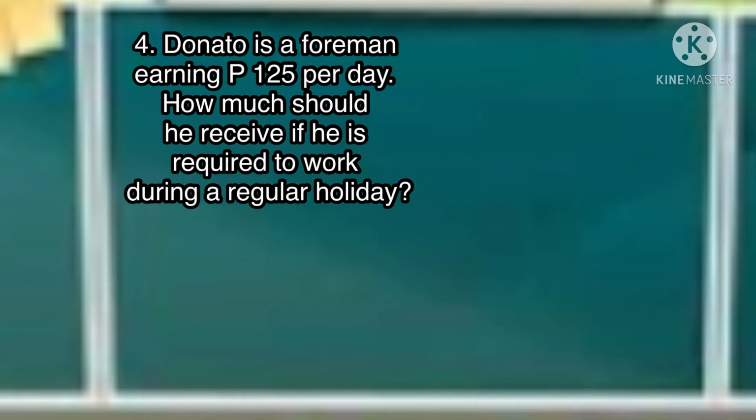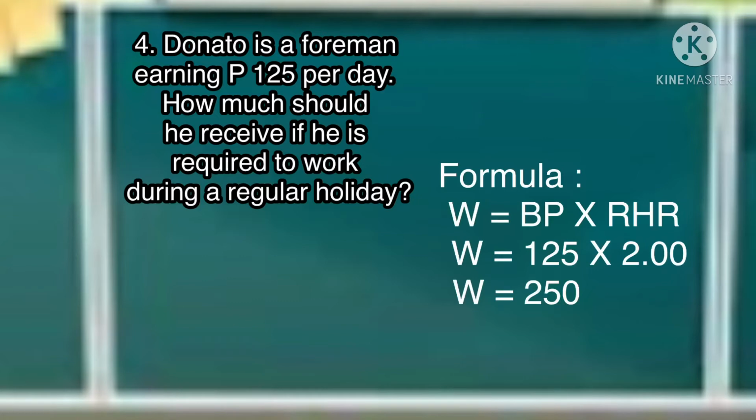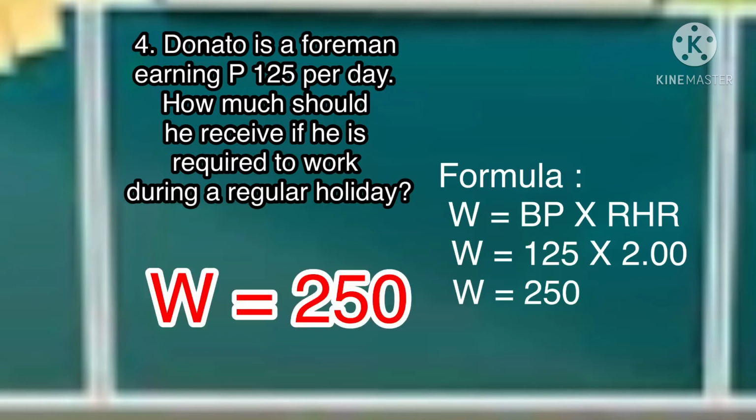Number 4, Donato is a poor man earning 125 pesos per day. How much should he receive if he is required to work during a regular holiday? Okay, to determine the total wages that Donato can receive, we just use the guidelines of the regular holiday rate, which is 200%, convertible to 2.00. And we multiply it by the basic pay of Donato, worth 125 pesos per day, so that the amount of wages is 250 pesos.